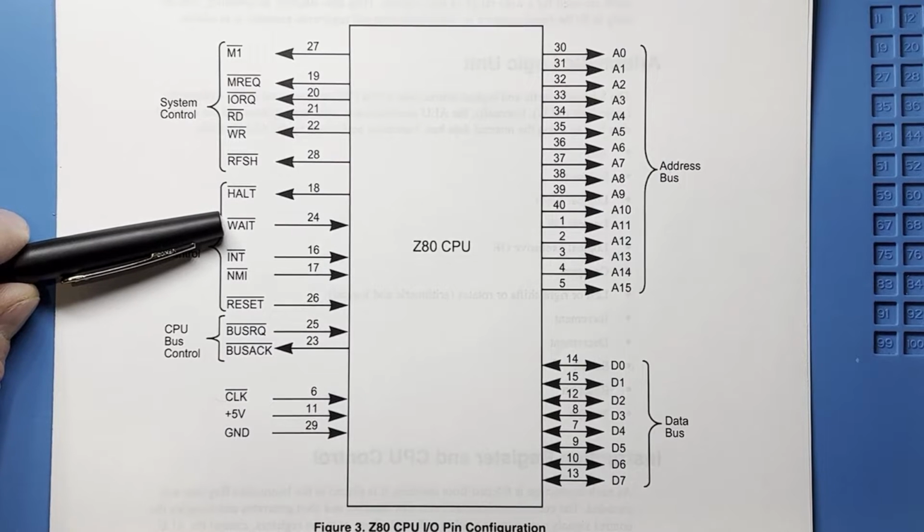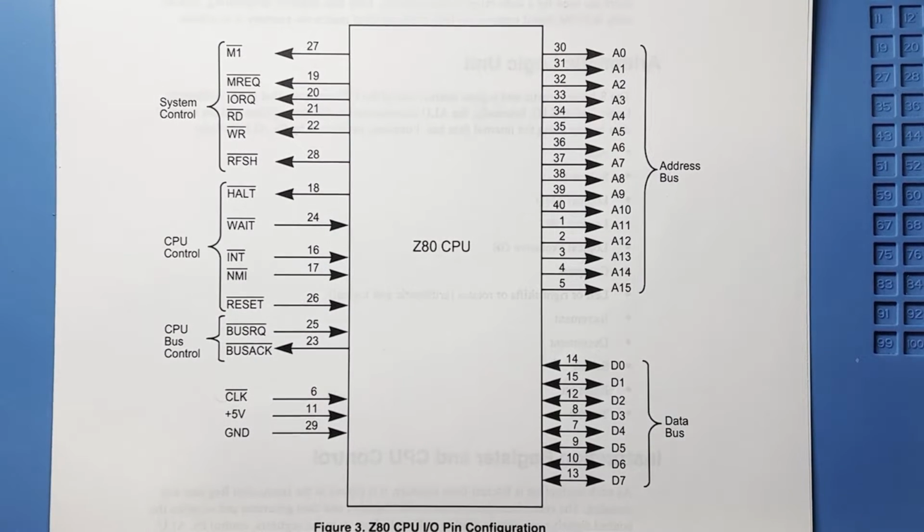Here you can see the wait pin. This is an input that allows other components of the system to tell the CPU to wait while a process is finishing. For example, if there was slow RAM in the system, the wait could go low until the memory process was complete.